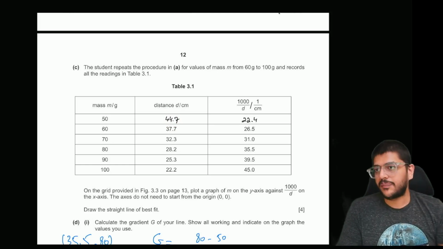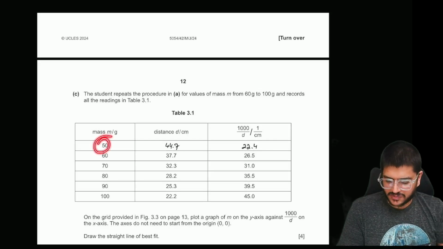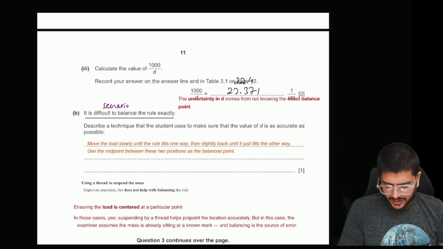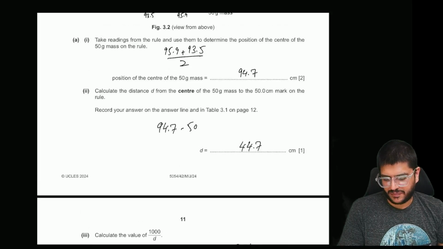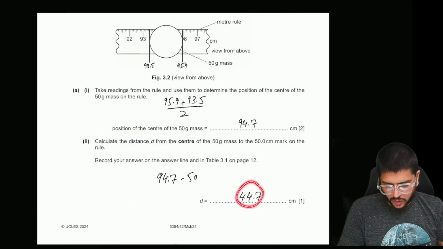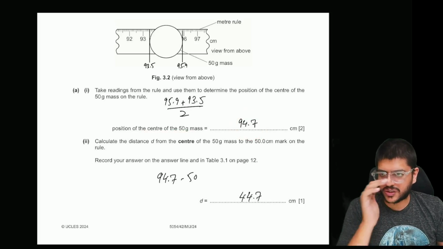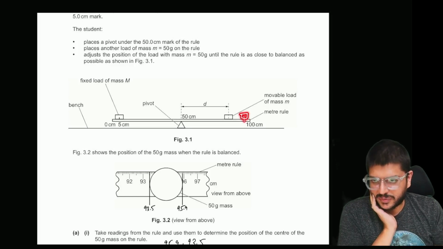Go back and read your experiment again. When the mass is 50, what is distance d? They asked you to calculate distance d, right? Distance d is the distance from the center. So where is the center? The center is already at 50. And distance d is 44.7. That means that the position of this 50 gram mass is 94.7. Now just imagine. A 50 gram mass is probably balancing over here at the 94.7 centimeter mark.